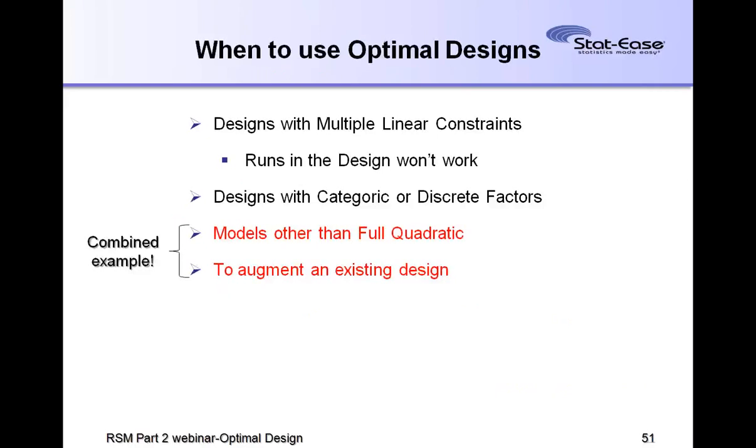With that, we'll move on to the last example, which will demonstrate models other than full quadratic. We're going to start with a quadratic, and then if that doesn't fit, we will augment. I'll show you how to add a few runs to fit a higher order model.